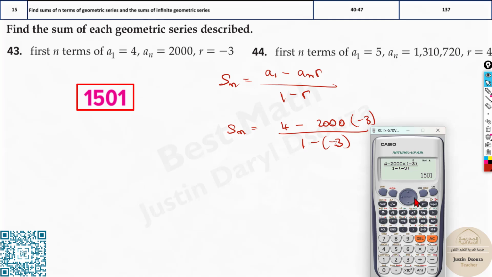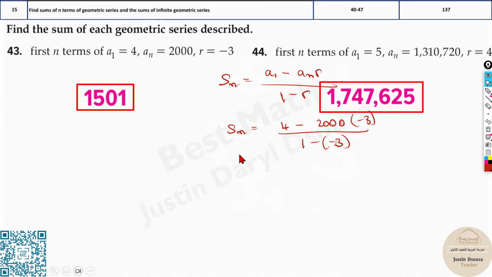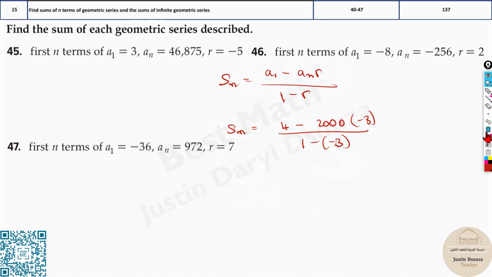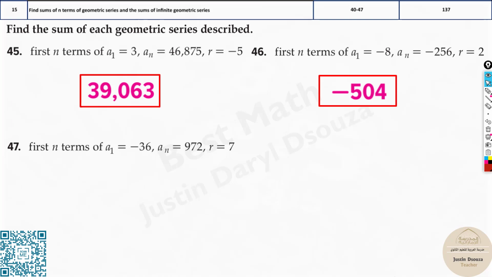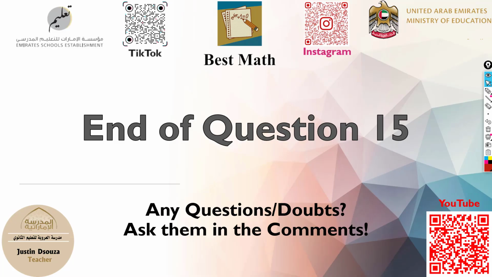Let's do this one as well quickly. What is A1? It is 5, and the An, this entire thing is in terms of millions over here, 1310720 times 4. Here you just put 4 and divide by 1 minus 4, and the answer is 1747625. This is how we can easily solve this. Just remember to use the second formula, the formula when the nth term is given. You can try all these by yourselves and then check over here for the answers. And that's the end of question 15.